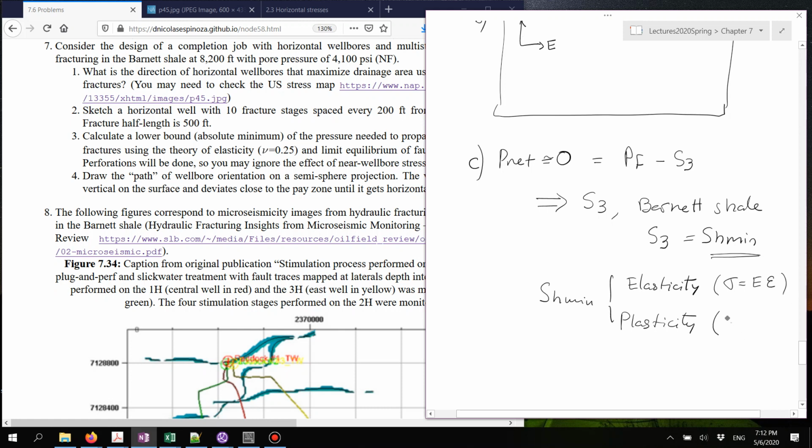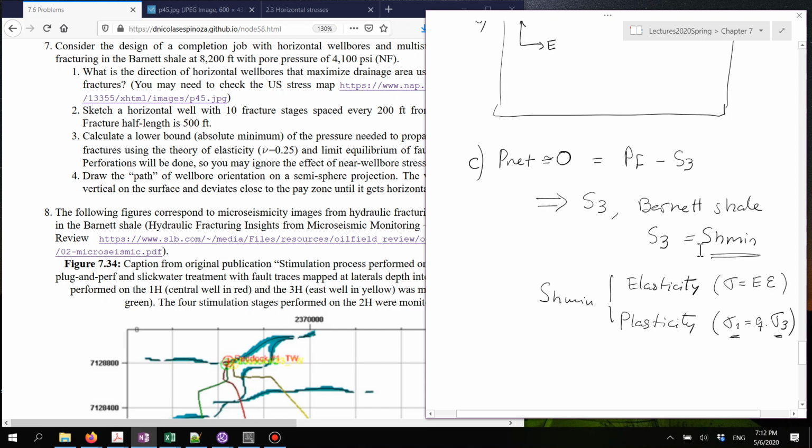In plasticity, the maximum principal stress is going to be equal to Q times the minimum principal stress. So if you know what this is, you can calculate that one. Either method that you use is going to allow you to calculate the minimum pressure in order to do this hydraulic fracture completion.